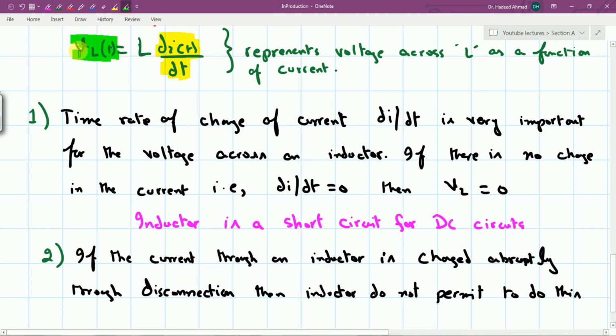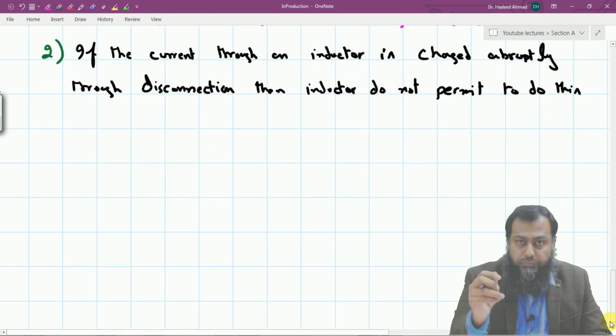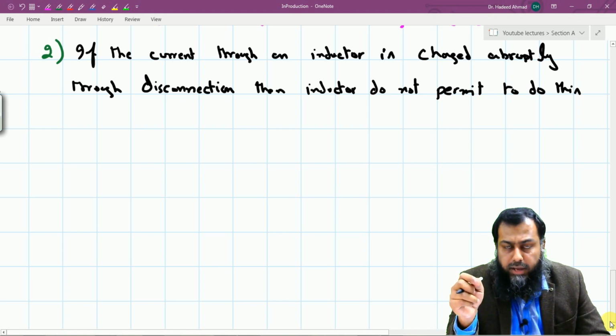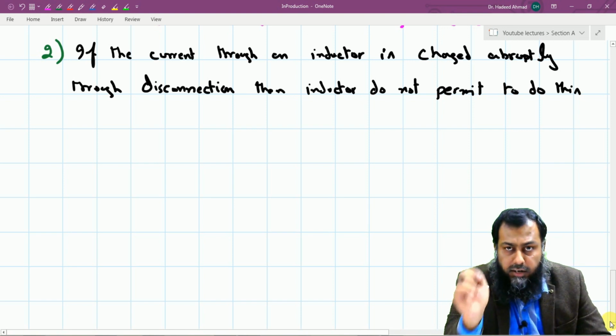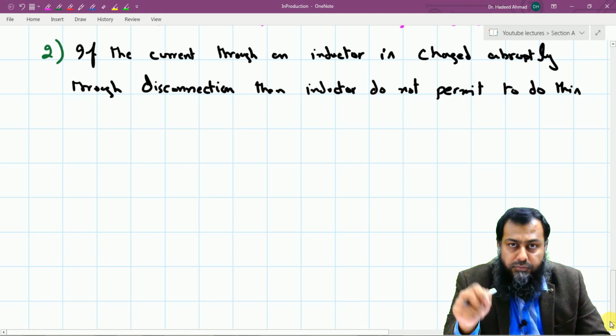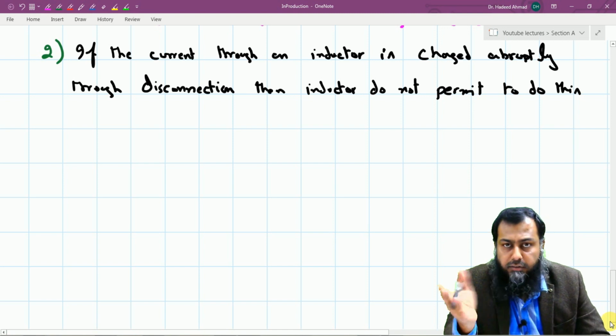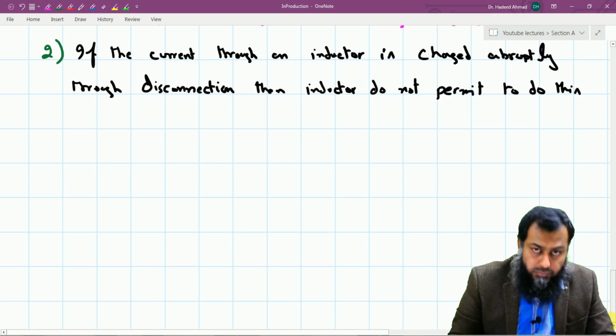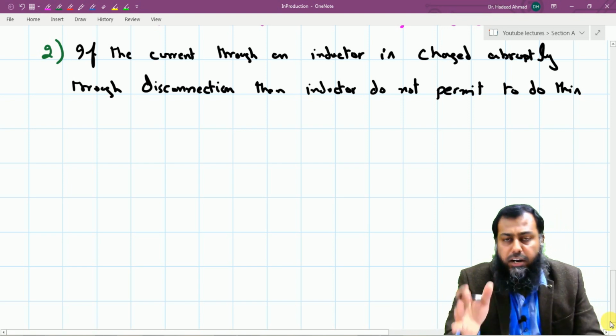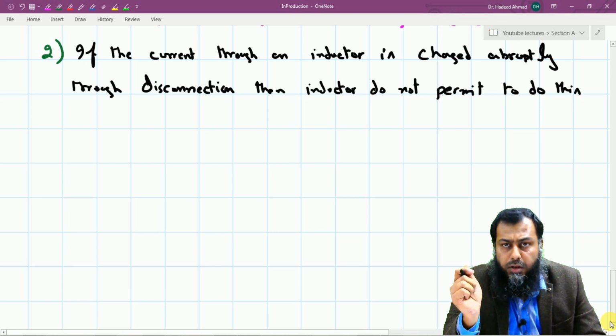as well, which means that for any given circuit, if we try to disconnect the inductor and abruptly stop the current, then the inductor shall require infinite voltages, which is not a real world phenomenon, and therefore the inductor opposes sudden change in the current. So what will happen if we suddenly try to disconnect the inductor? The voltage will go dangerously high, and that can lead to device failure.